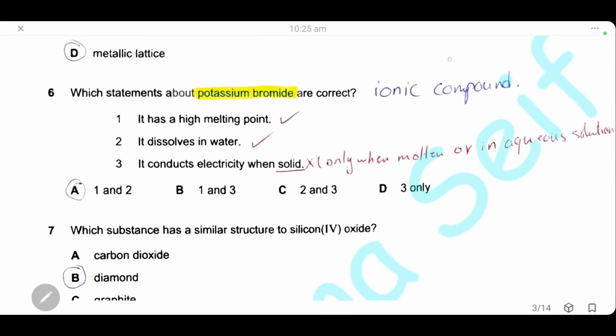Which statements about potassium bromide are correct? Potassium bromide is an ionic compound, so we will search for the correct information about ionic compounds. It has a high melting point, yes. It dissolves in water, so 1 is correct and 2 is correct. It conducts electricity when solid, and this is wrong for an ionic compound. Ionic compounds only conduct electricity when they are molten or in aqueous solution, so only 1 and 2 are correct, and the answer is A.